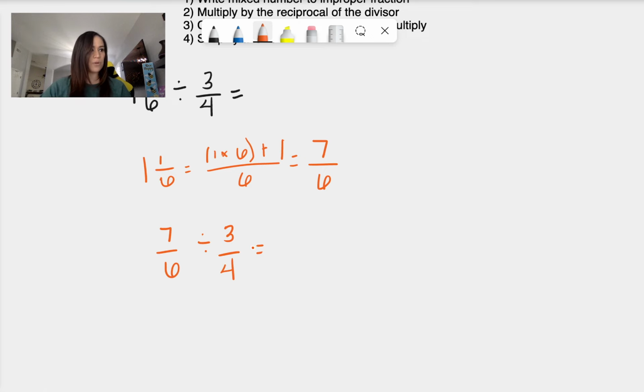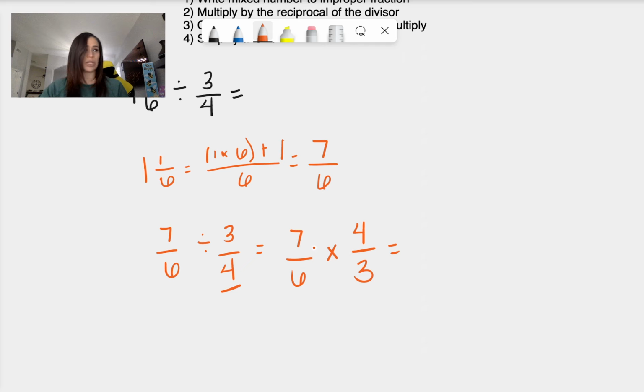All right, and so the rule is we now want to multiply by the reciprocal of the divisor. So in that case, it's going to be our 3/4. So we are going to rewrite this problem as 7/6 times the reciprocal of 3/4, which is going to be 4/3. And now we have a much easier problem to solve, in a sense.